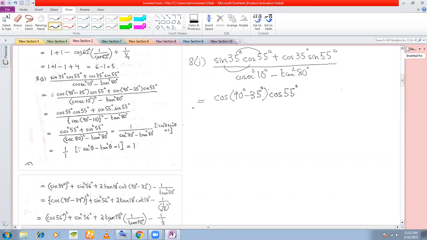Second, this cos 55 degree we keep as it is. And again here, sine 55 degrees is there. We change this to cos. Because these two, if you see, are again complementary.